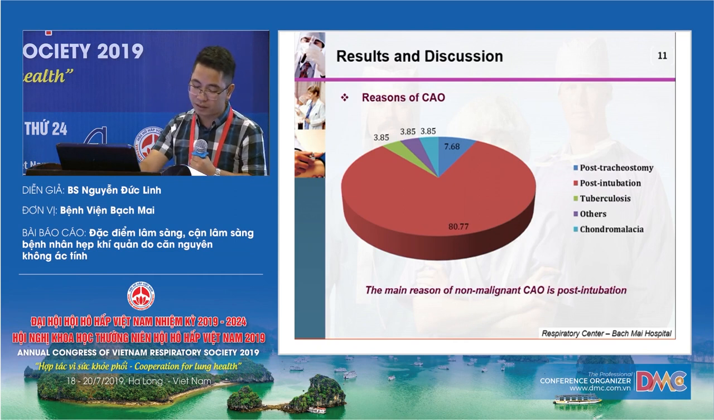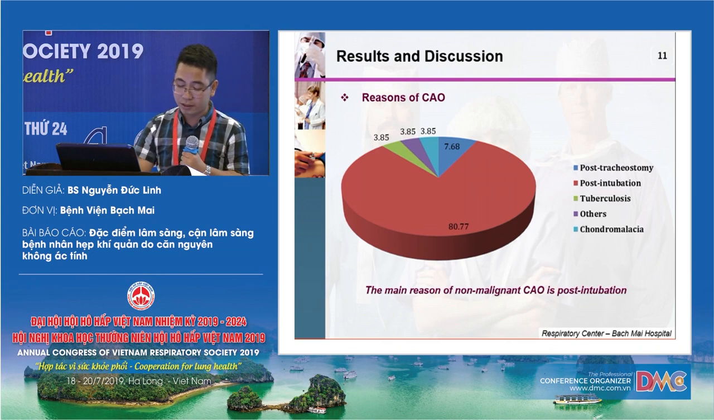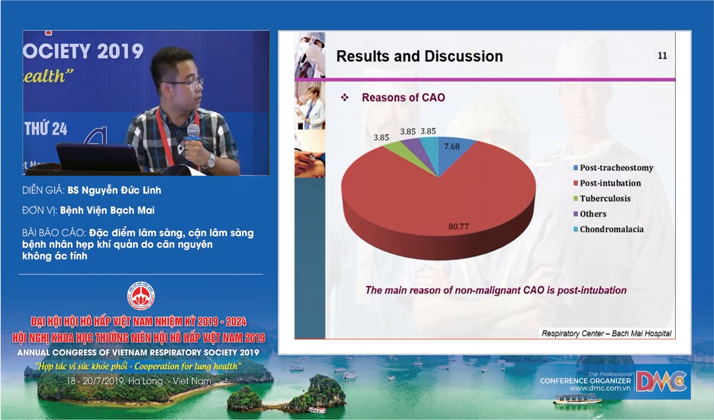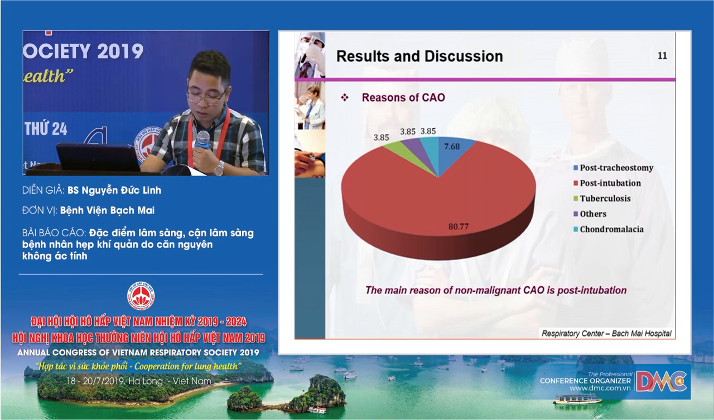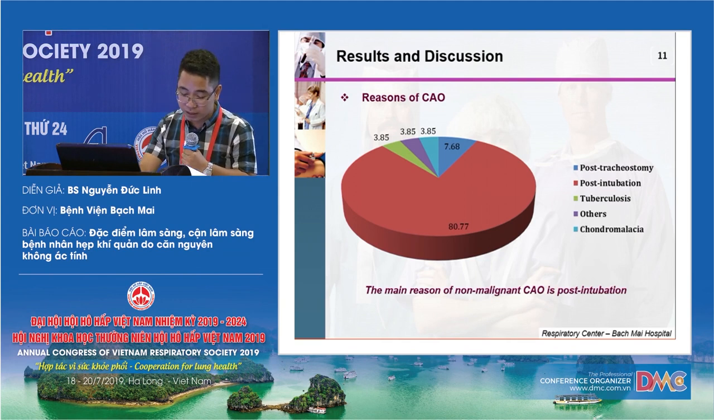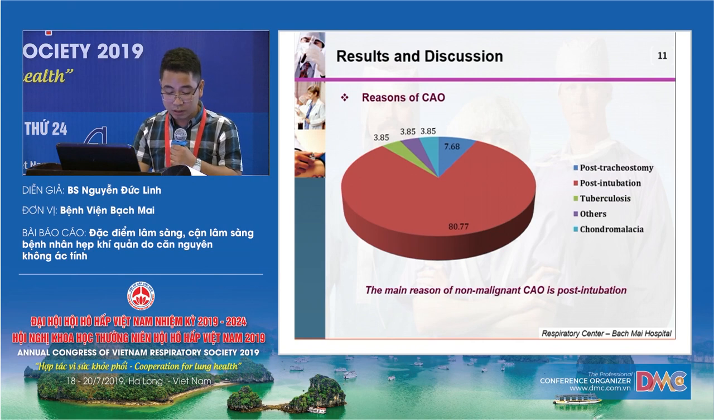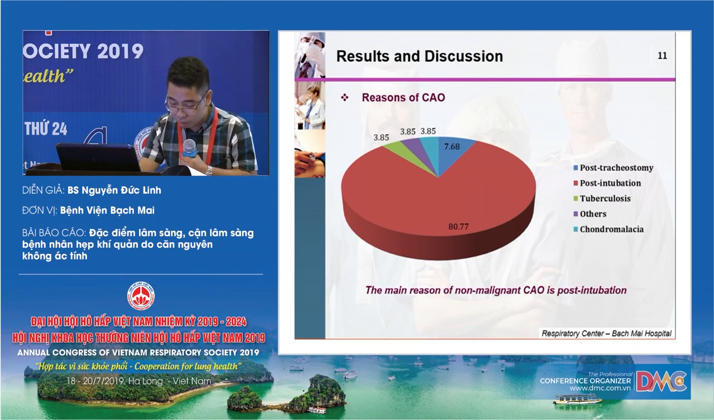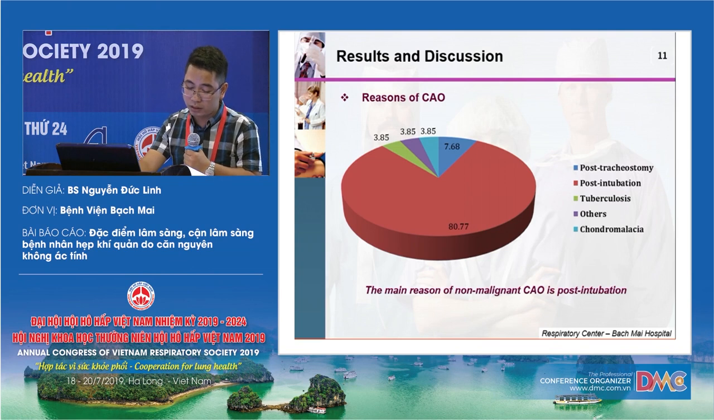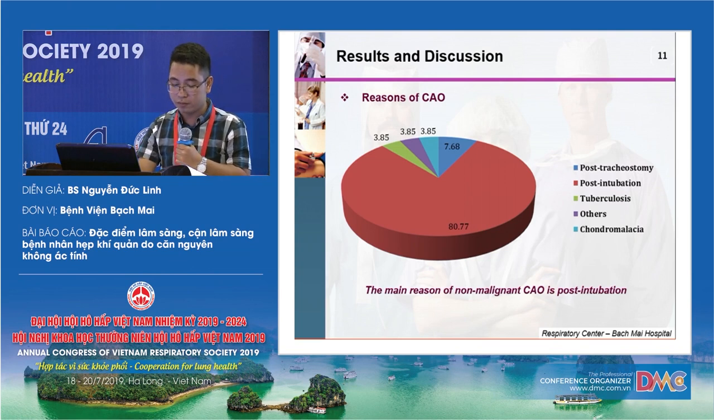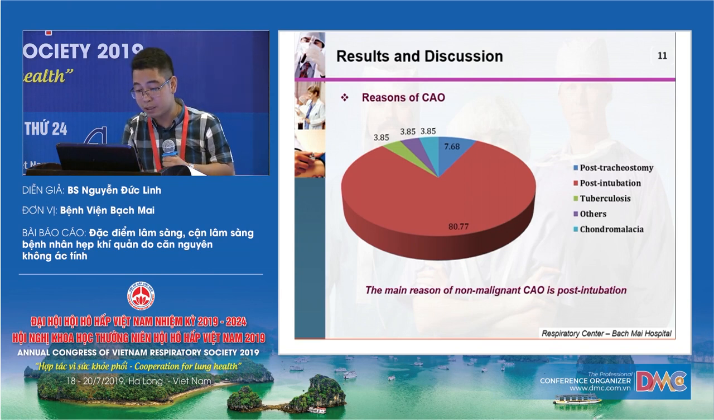The most common cause of non-malignant CAO that we saw at the Respiratory Center is post-endotracheal intubation, about 80%, while other causes account for a negligible proportion. Endotracheal intubation causes the growth of granulation tissue and scar, leading to stenosis.